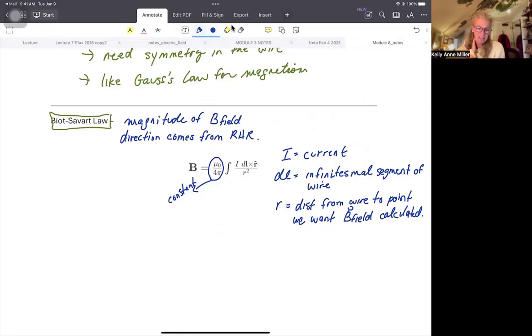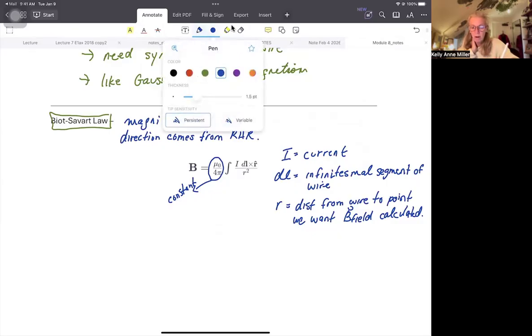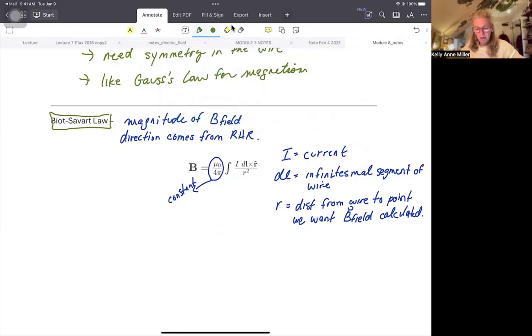You almost never use this law. It's good to see it once in terms of how it works, and then basically you just know what the formulas are that come out of this integration for the different types of symmetries. I'll show you an example of how you could derive one of the results that comes out of this, but almost never will you start with this. It's just good to see it once.